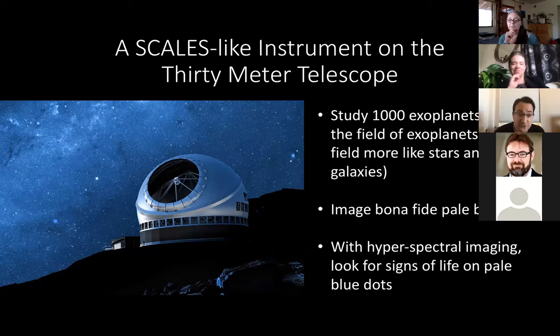The next thing you can do with a telescope like the 30-meter telescope is that it's big enough that, with a lot of hard work, you can image bona fide pale blue dots, things like Earth, rocky planets around other stars. So that's a huge goal. I mean, what could be bigger than that? And then once you can image one of these pale blue dots, you use a technique like hyperspectral imaging, and you get a spectrum of it, and you look for biosignatures, signs of life on the pale blue dot, similar to what you can see on Earth.